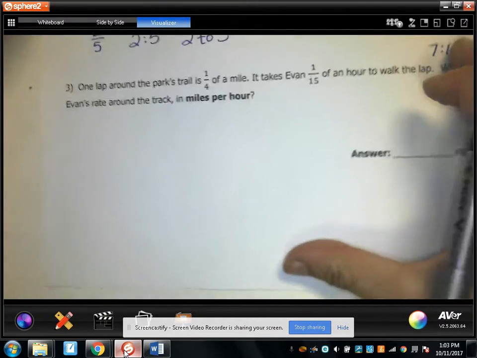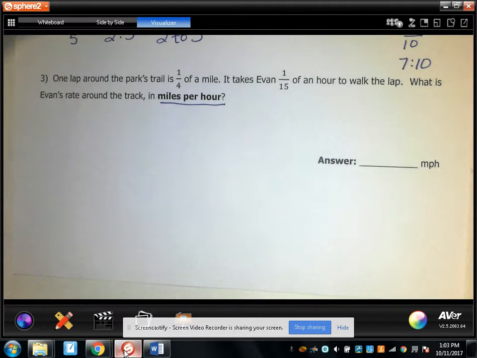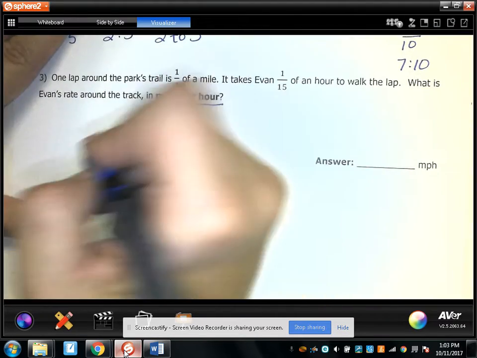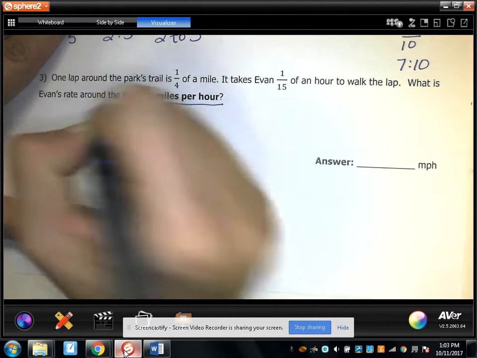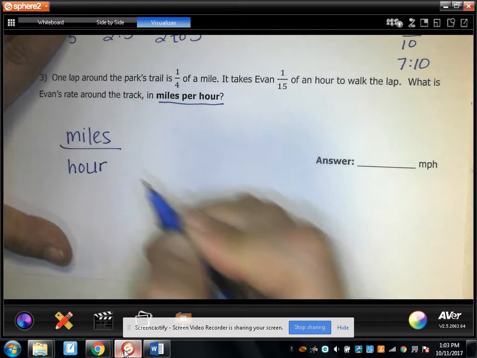Okay, lastly, let's give another unit rate problem. 1 lap around the park is 1/4 of a mile. It takes Evan 1/15 of an hour to walk the lap. What is Evan's rate around the track in miles per hour? Now, they told you they want miles per hour, so they're telling you which order to divide.